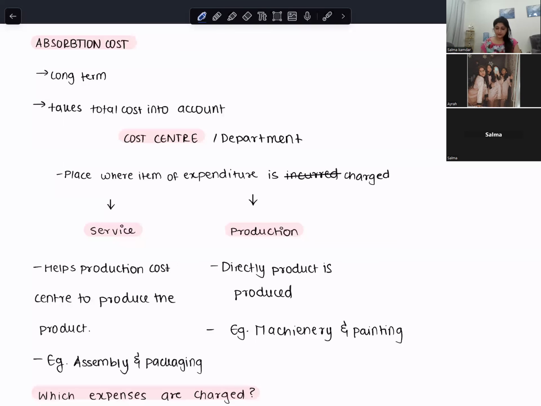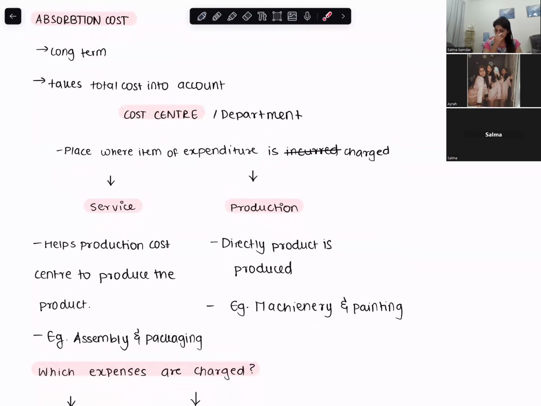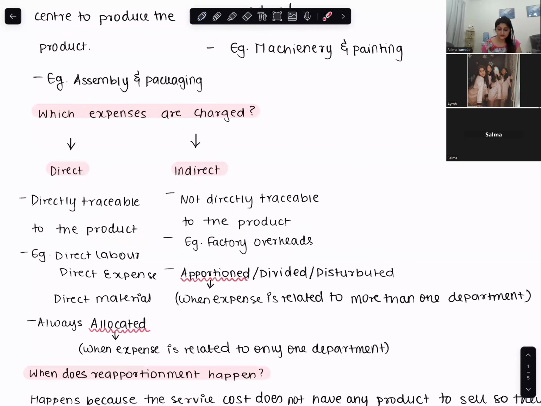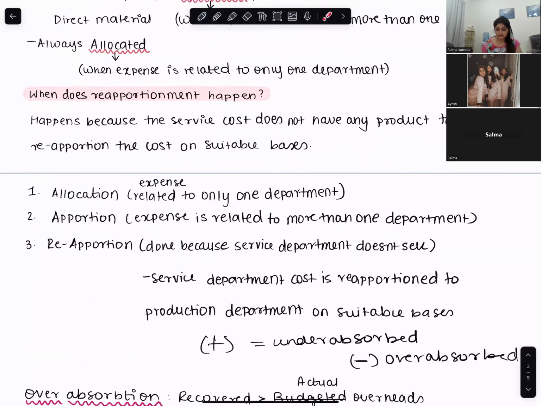So, total revision of the costing part. Tell me what is absorption costing? Absorption costing is basically long-term costing, which takes total cost into account, which is variable cost and the fixed cost. And what is marginal costing? Marginal costing is only taking the variable cost into account.